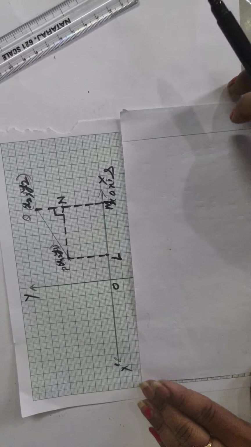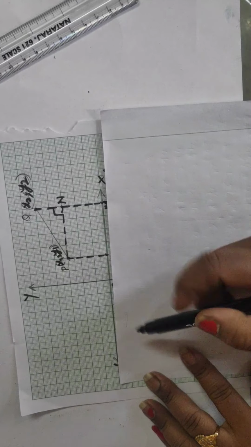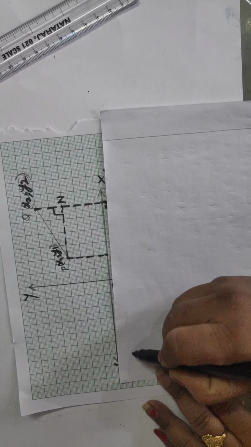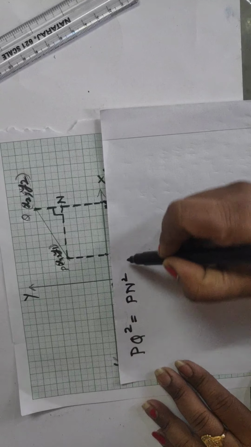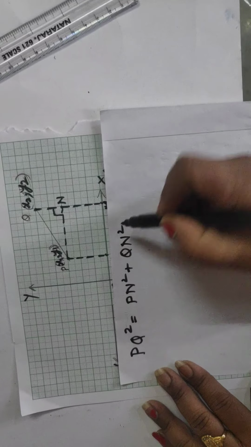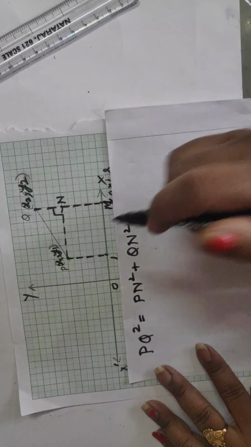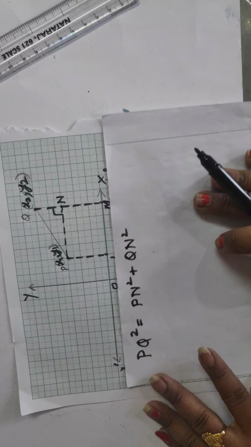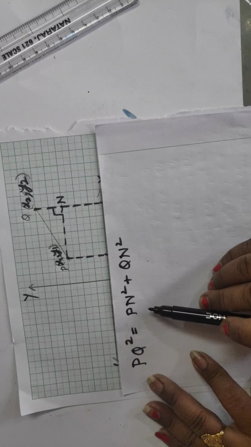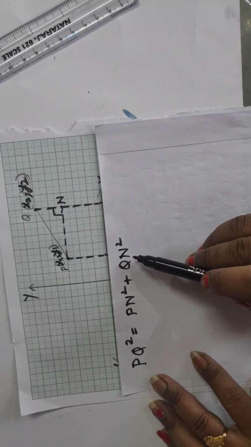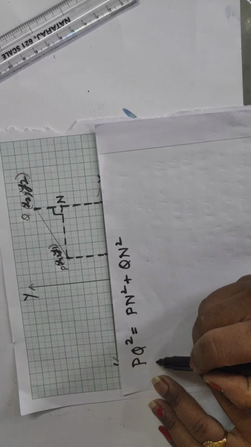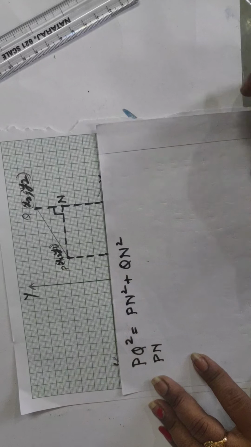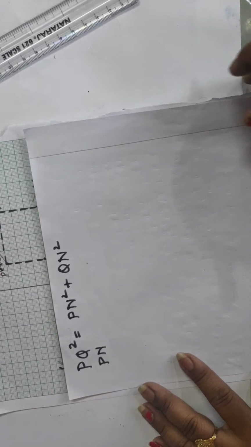This is the triangle. Now, PQ square is equal to PN square plus QN square. Hypotenuse square is equal to base square plus perpendicular square. So we need to find out the value of PQ here. What will be the value of PN? See here.